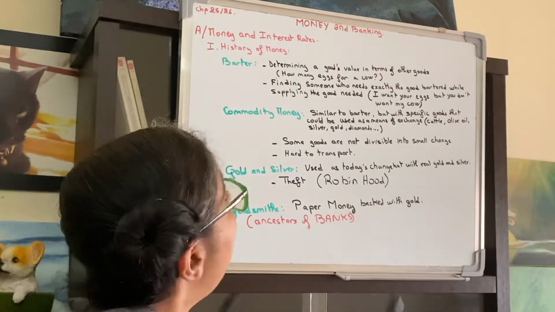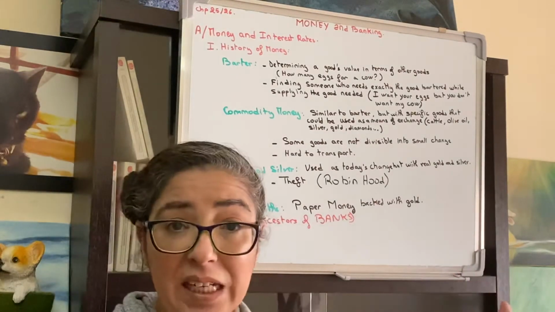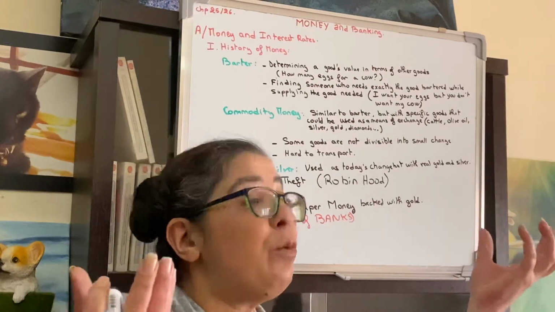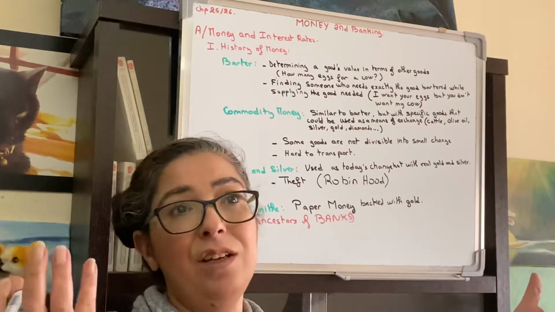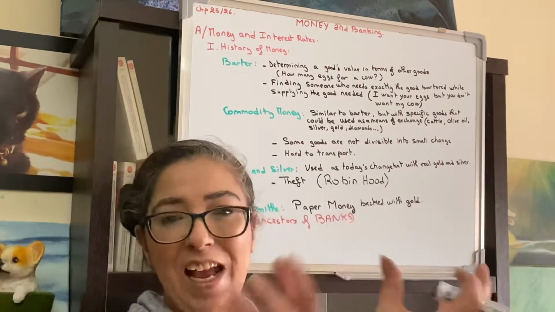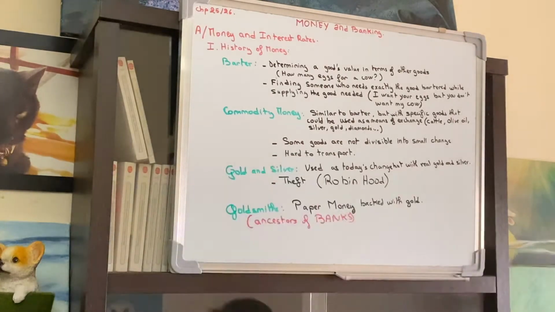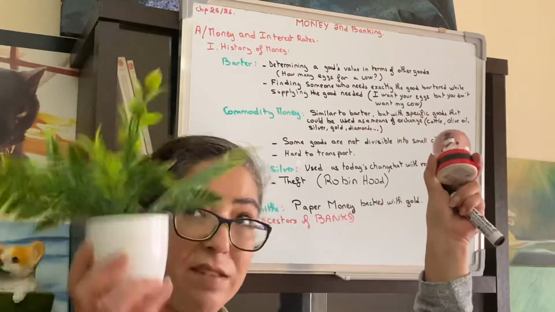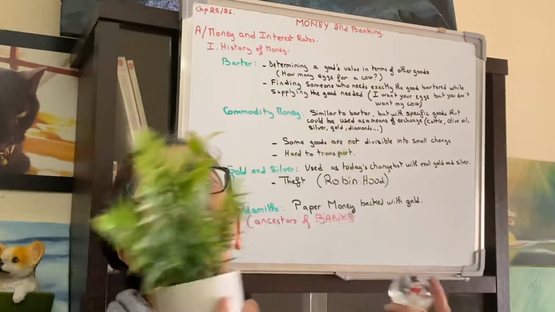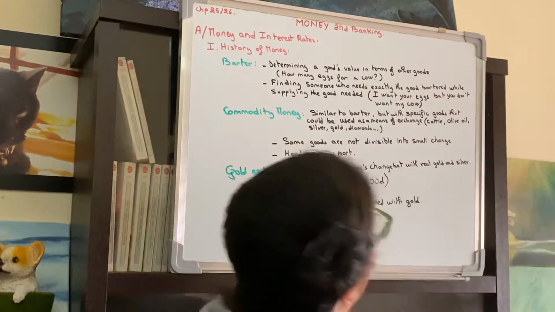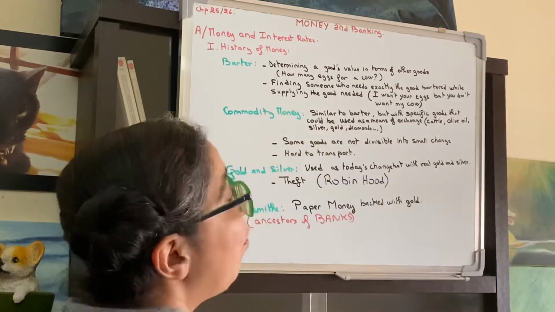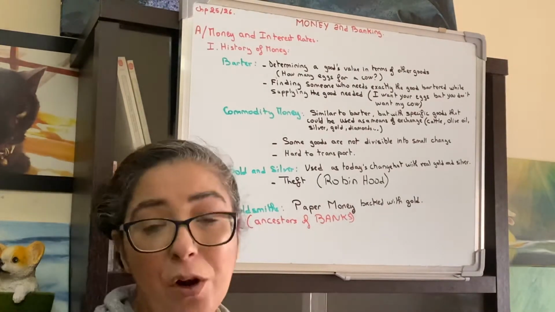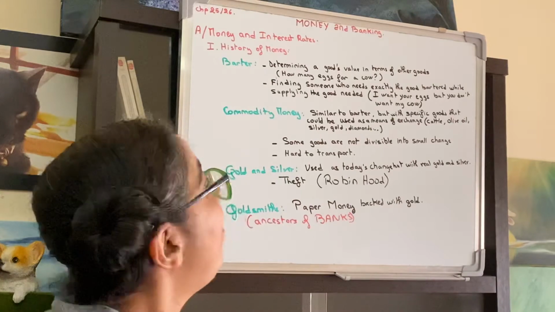The other problem is finding someone who needs exactly what you're offering, where you need what they want and they need what you have, and then agreeing to make the exchange. Maybe I have this, I want this, but this guy doesn't want this. So finding the match was a problem. I want your eggs, but you don't want my cow. Problem.